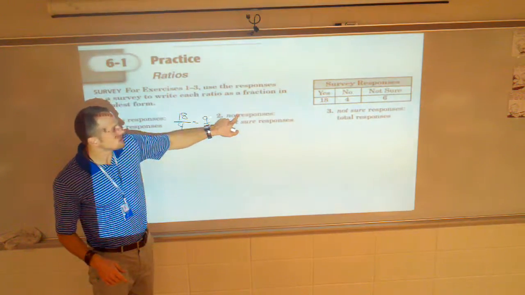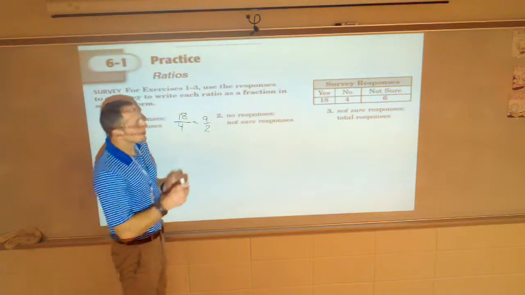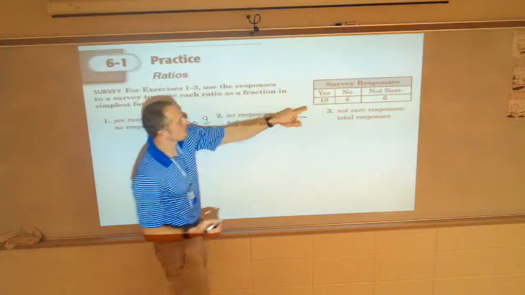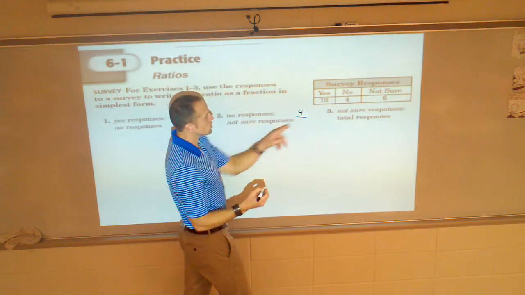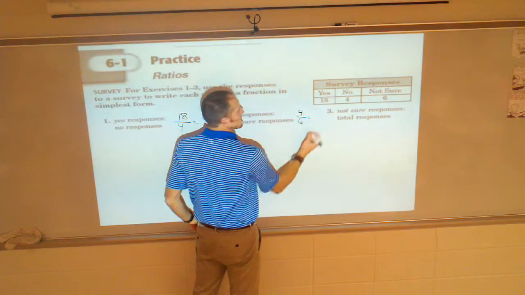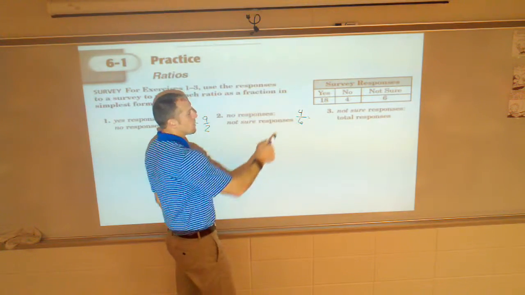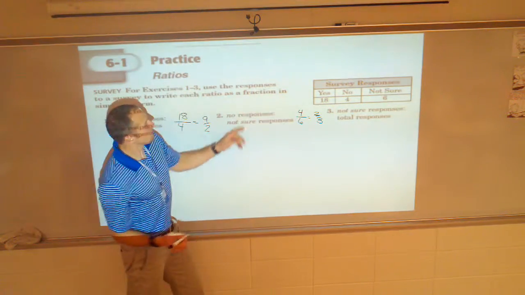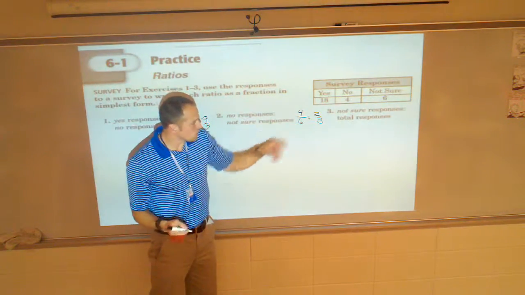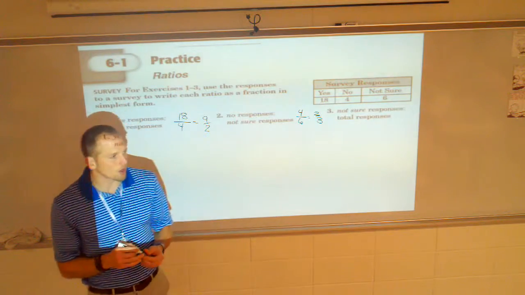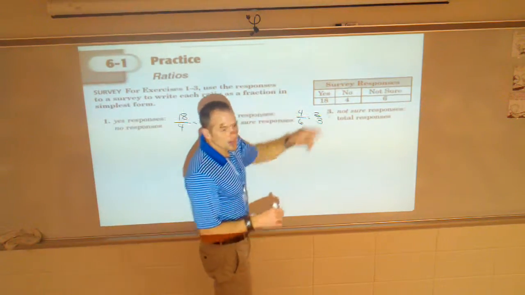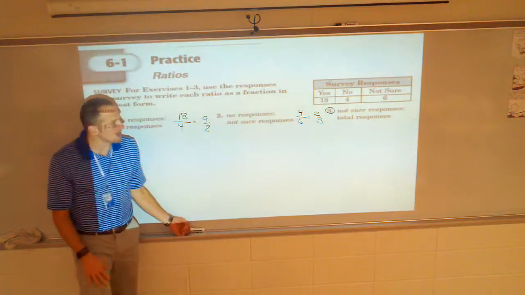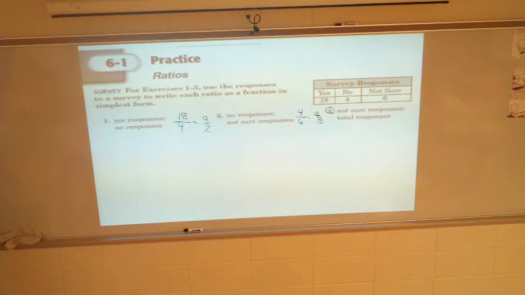No responses to not sure responses, writing it as a fraction in simplest form. No responses, there was 4. Not sure responses was 6. 4 over 6. What will this reduce to? 2/3. All right? So, for every 2 people that said no, there were 3 people that said they were not sure. Now, number 3. I would like for you to do number 3 on your whiteboards, but I will warn you, it's a little tricky.